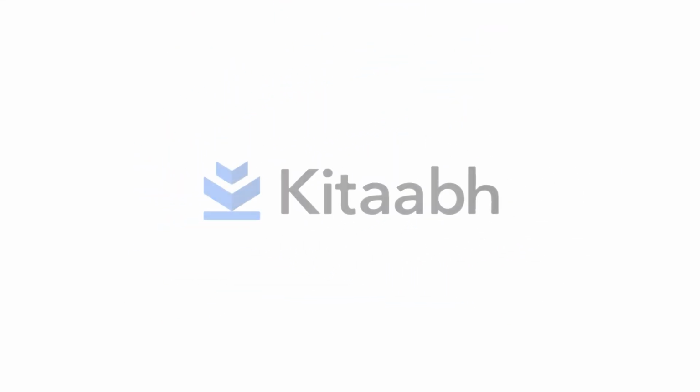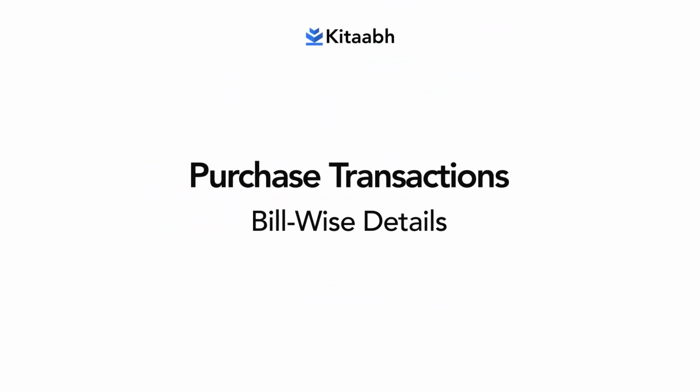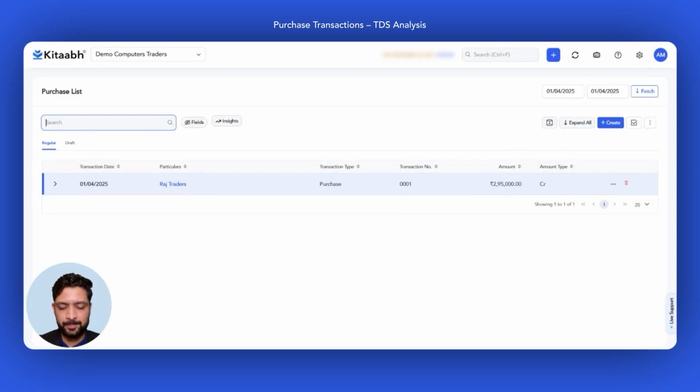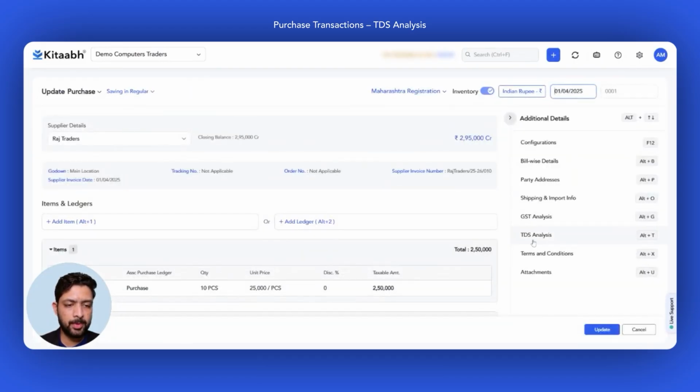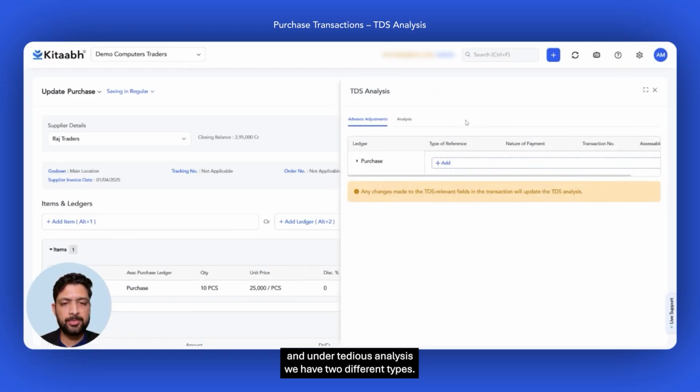Hi, let us understand TDS analysis in a purchase transaction in Kitaabh. Let me edit the purchase transaction. Under TDS analysis, we have two different tabs. Advance adjustments is for adjusting any advance payment made to a vendor with this specific transaction.